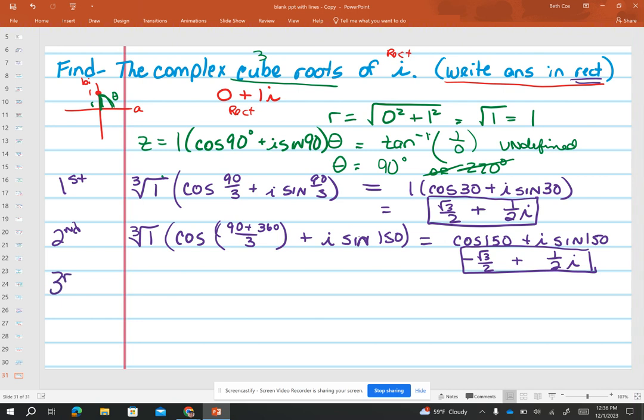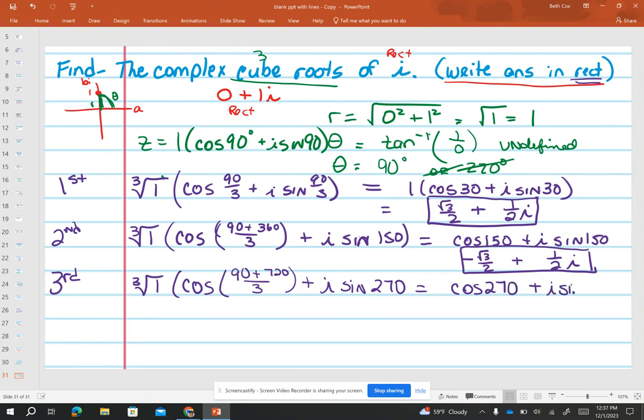Then we'll do the third one. The cube root of 1 times cosine of 90 plus 360 and 360 again. So that would be 90 plus 720 divided by 3, i sine, and that number is going to be 270. So I'm going to go ahead and just write 270. So I have cosine of 270 plus i sine of 270. Again, 270 is on my circle, so I don't need my calculator. The cosine of 270 is 0. The sine of 270 is negative 1. So this is going to be 0 plus negative 1i. So technically that's my third answer.